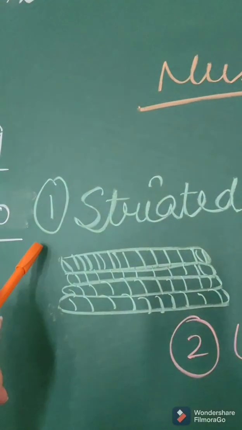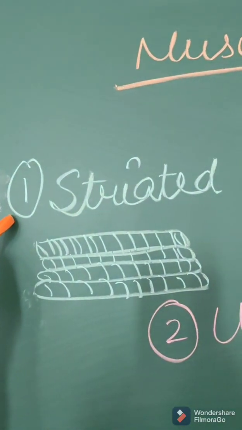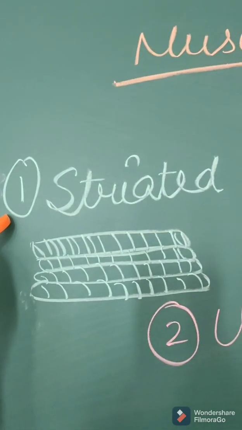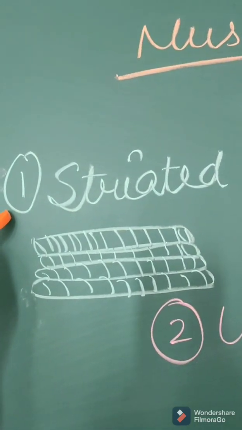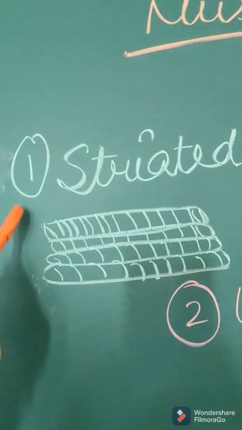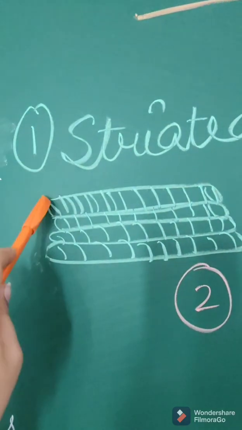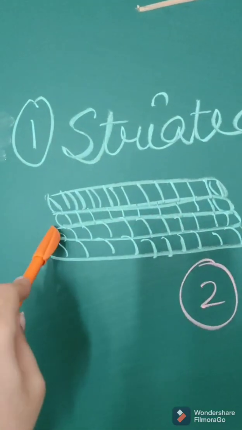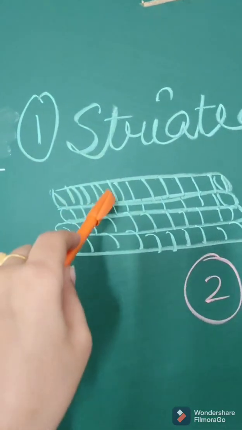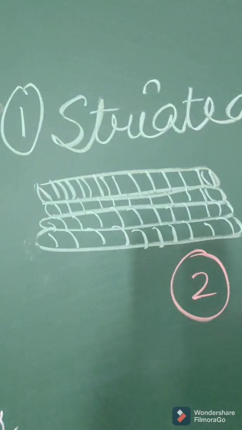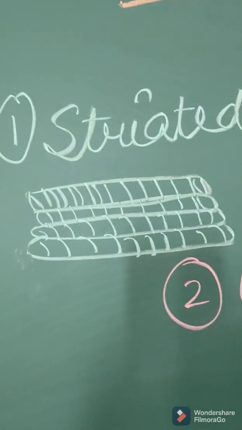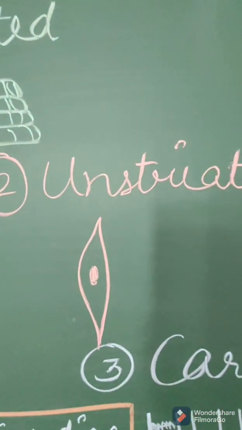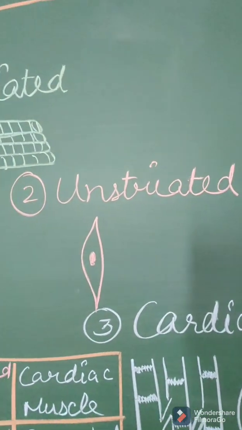So this is the first type of muscular tissue, which is known as striated tissue or striated muscles. You can see in this tissue long cylindrical cells are present. They have bands on them. So this is the structure of striated. Next we have the structure of unstriated.